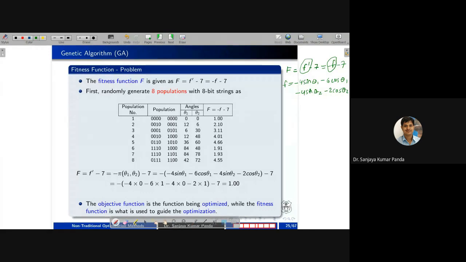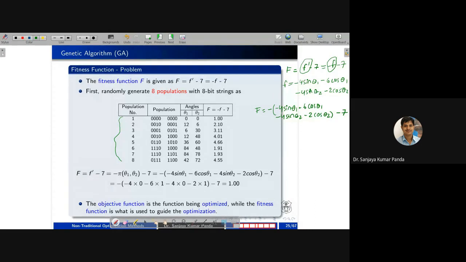So now, see, this is minus f minus 7. You know the f value is this one. So I can write the fitness function as minus of minus 4 sine theta 1, minus 6 cos theta 1, minus 4 sine theta 2, minus 2 cos theta 2, and minus 7. This is my fitness function. What I did here, in my initial population, I have taken randomly 8 different populations. If you remember, while discussing the flow chart, I told you to take 40 or 20 population. There are no standard rules to select 10, 20, 40 or something like that. So here we have taken randomly 8 different populations.